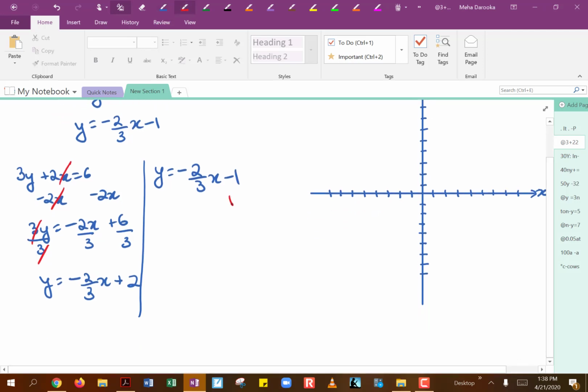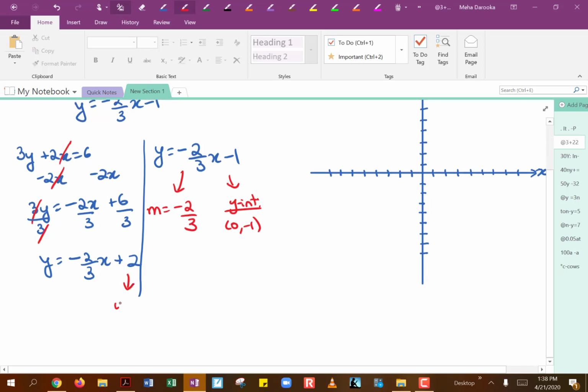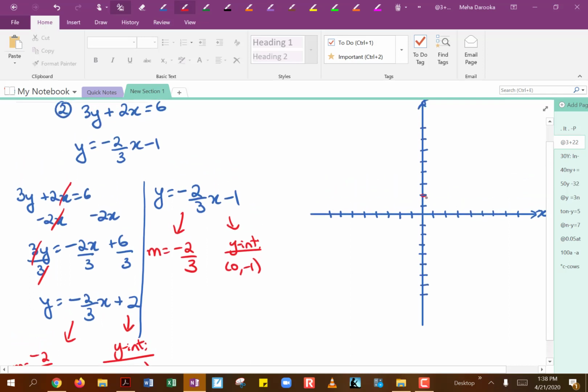So of course you can see our y-intercept is going to be 0, negative 1. Our slope is negative 2/3 here. The y-intercept is 0, positive 2, and again slope is negative 2/3. Okay, so let's graph that first line. We're starting at 0, positive 2, and slope is negative 2/3, so you can go down 2 and right 3.